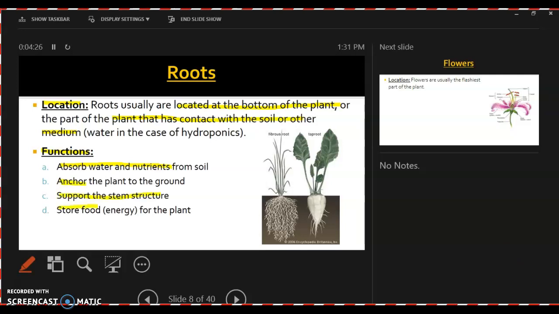Okay, the roots are going to store that food. They may have taken up all these minerals, but the plant does not quite need them yet, so they're going to store them in the roots, and then when it's time for that plant to take them up, the roots will provide that.